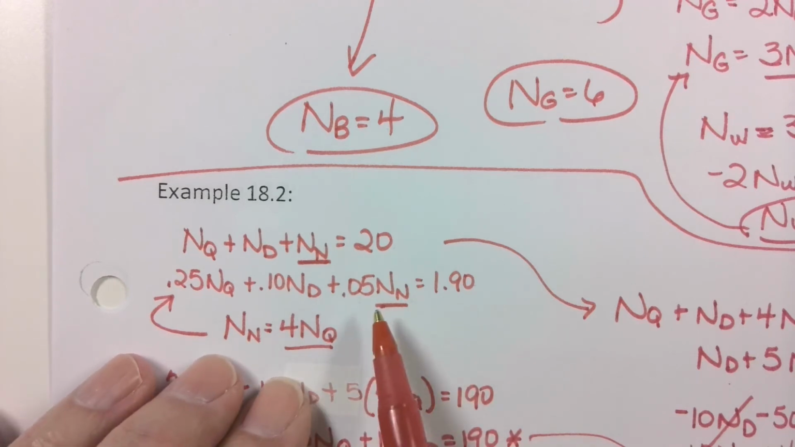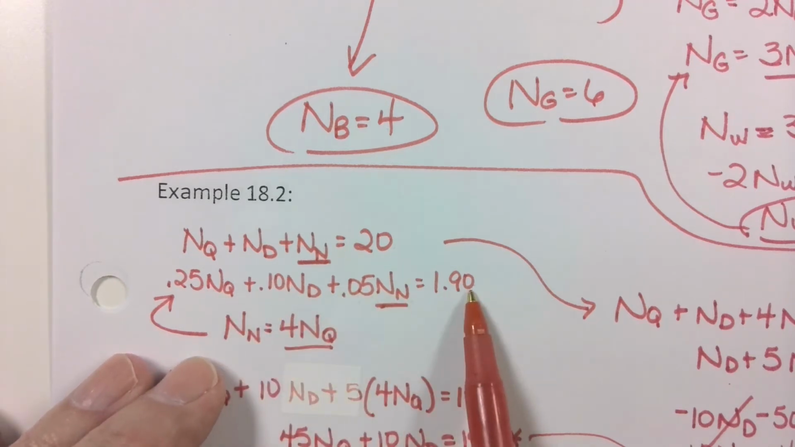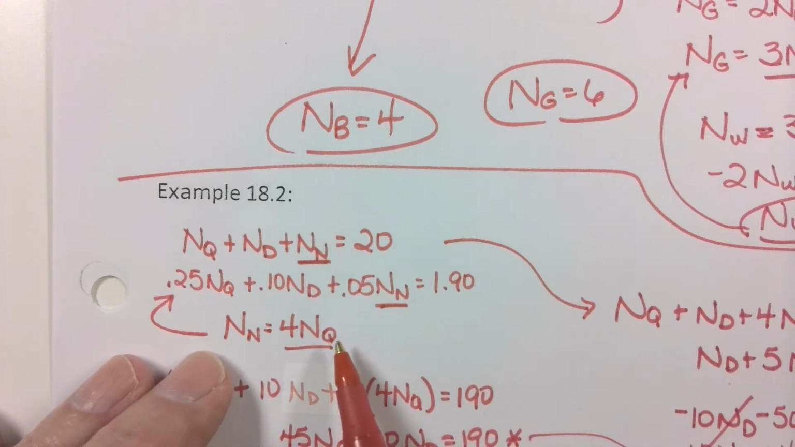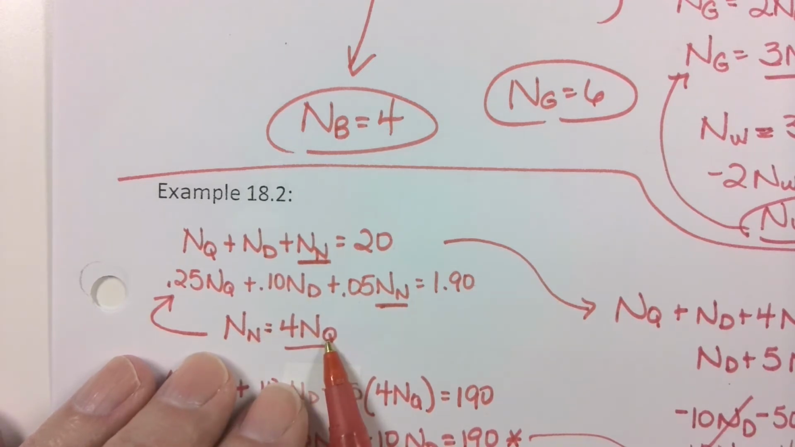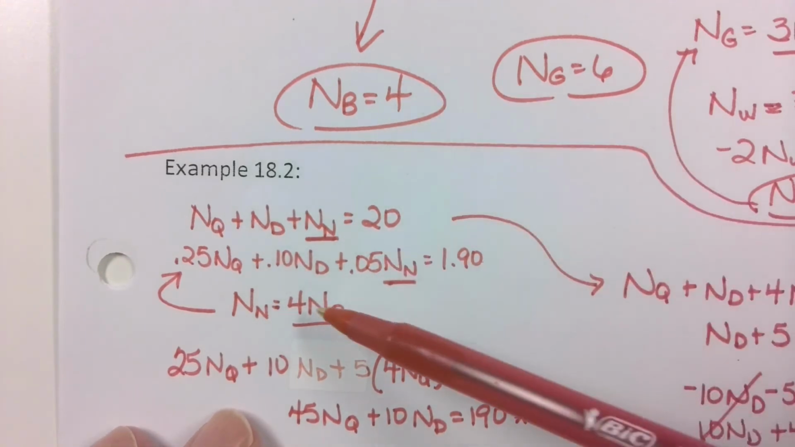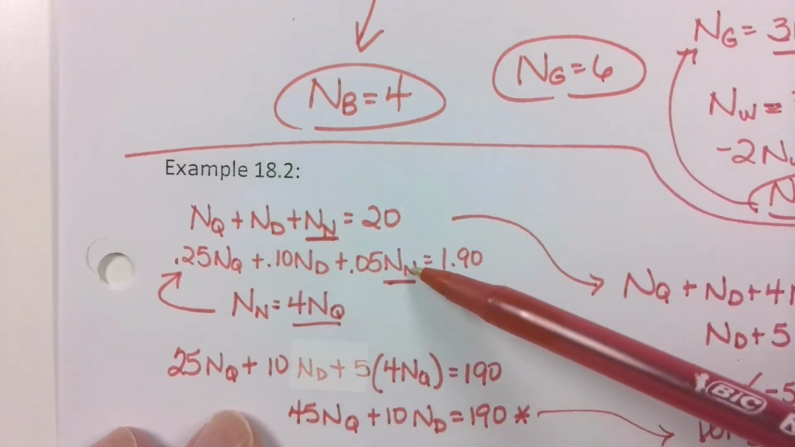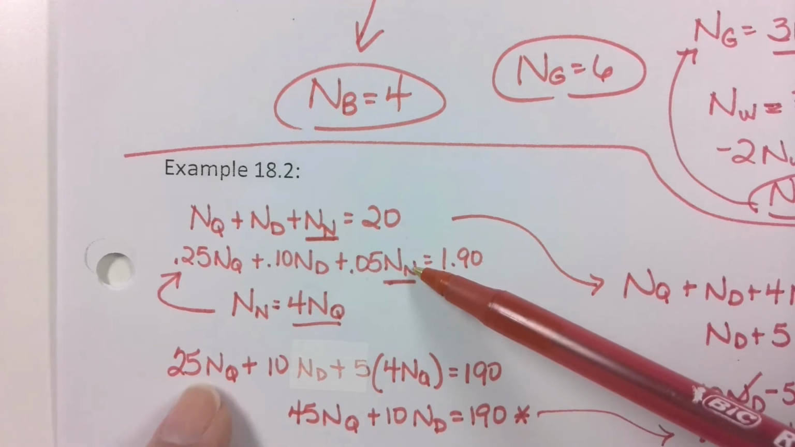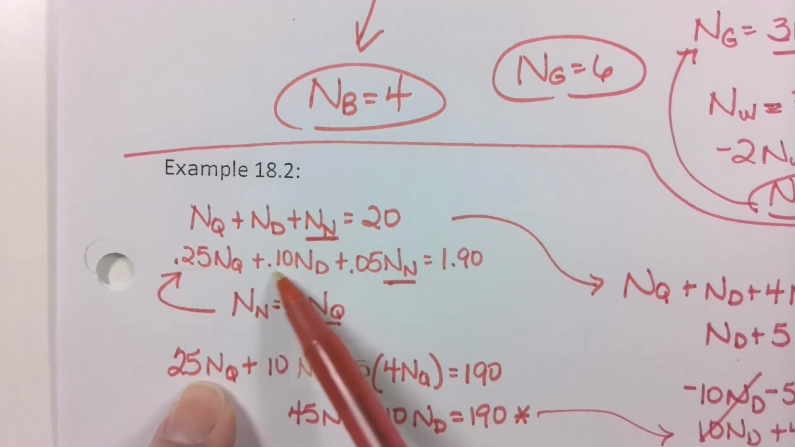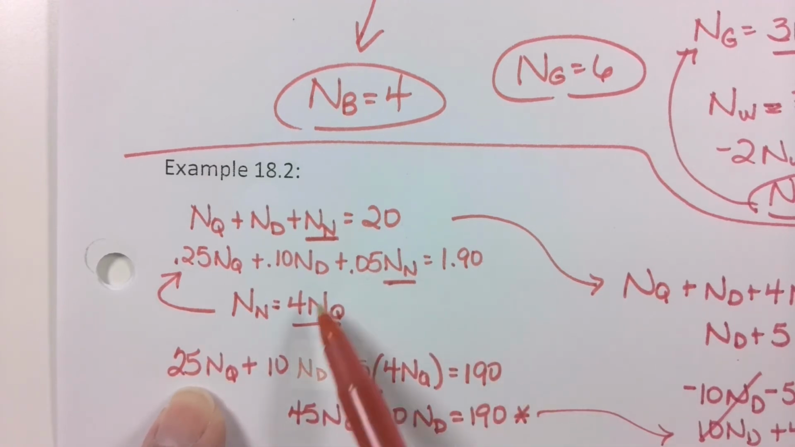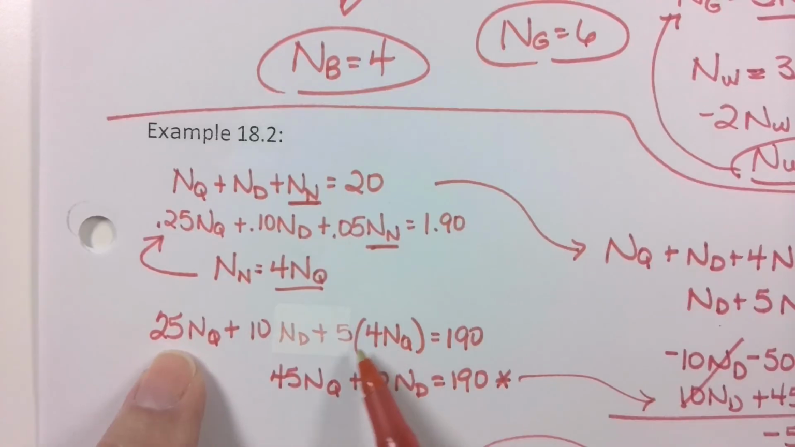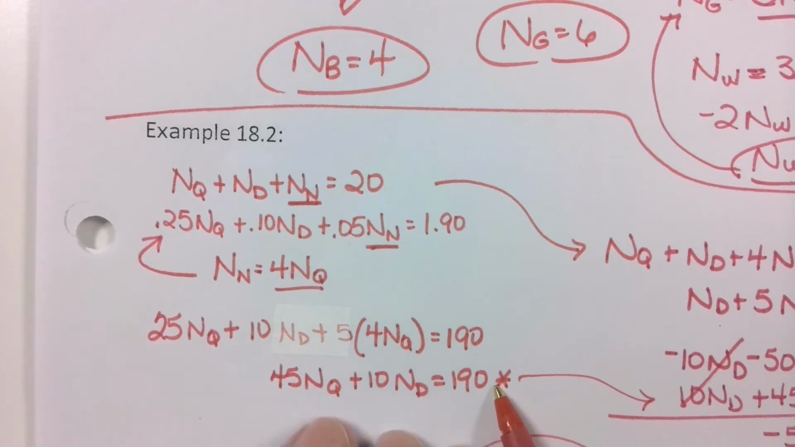Now you're going to want to clear those decimals in a minute. It also said that there were 4 times as many nickels as quarters. So the number of nickels is 4 times the number of quarters. If you take this and substitute it in for the number of nickels, right here. The first thing you've got to do, though, is move your decimals over 2 places. So you end up with 25, 10, 5, and 190. Then take this 4 times the number of quarters and plug it in right there, and then simplify this equation and you get this.